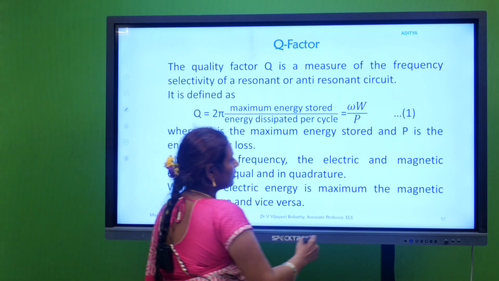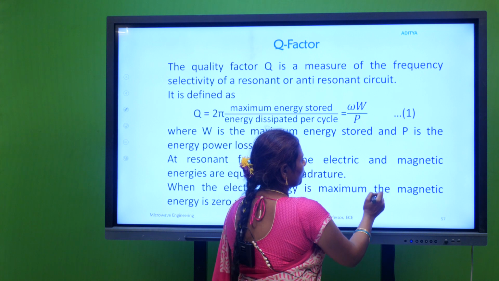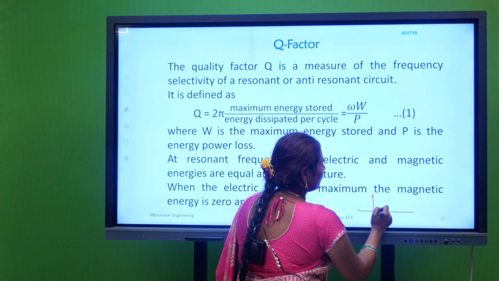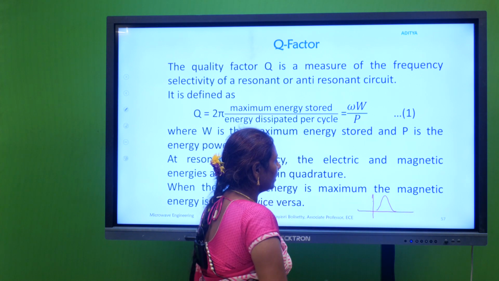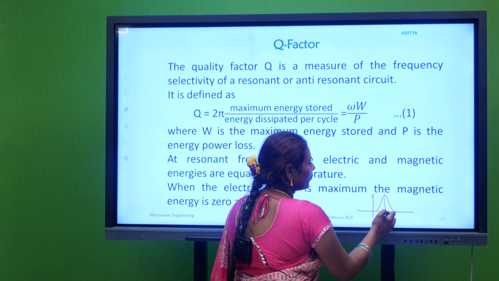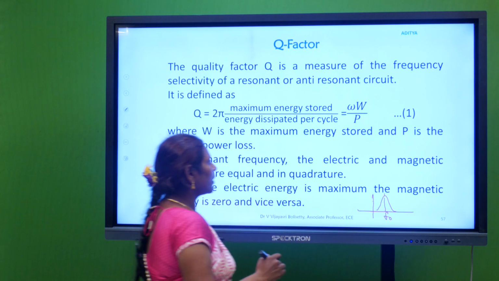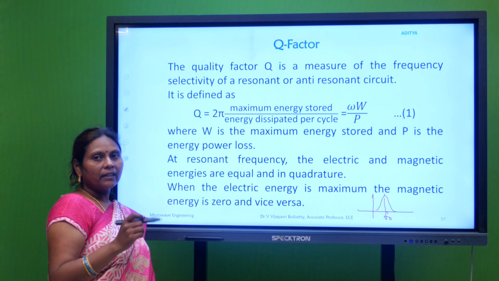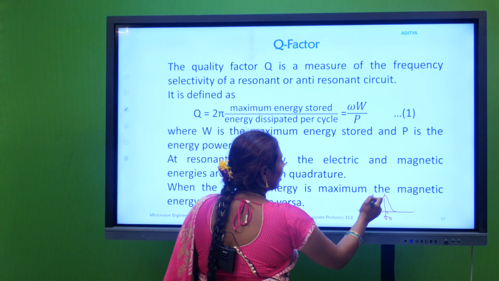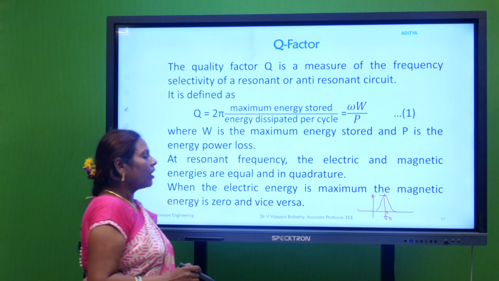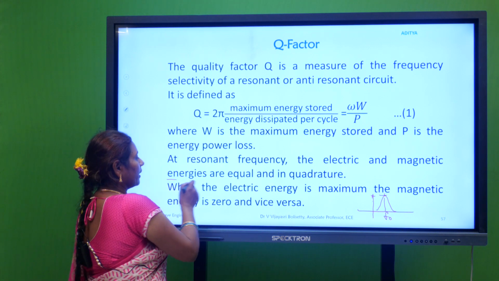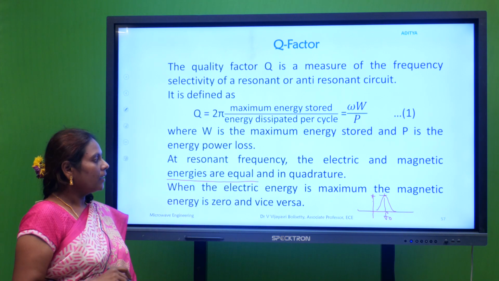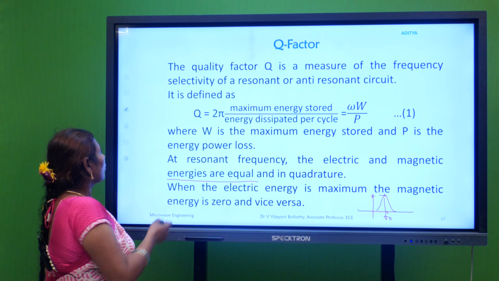if we consider any band pass filter response, resonant frequency means like this you will be getting. At this resonant frequency, which we generally call f0, the electric and magnetic energies are always equal, and also they are in quadrature.